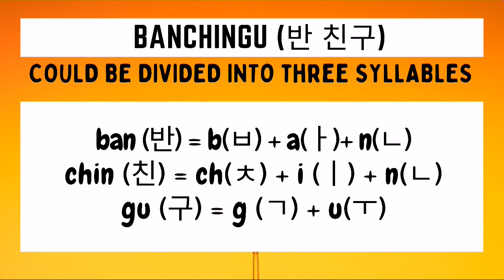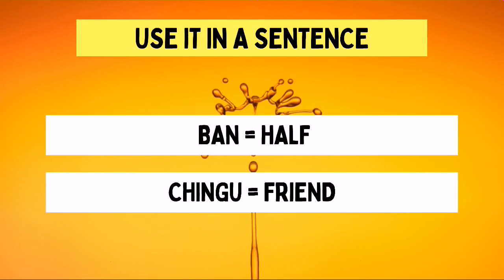As mentioned earlier, the literal translation of BANCHINGU is half friend. The word ban means half and chingu means friend. But if we combine it, it could actually be used to say classmate, because those that belong to the same class as us at school are considered half a friend because we spend a lot of time, or even almost half of the day, at school. So it's half friend or classmate.